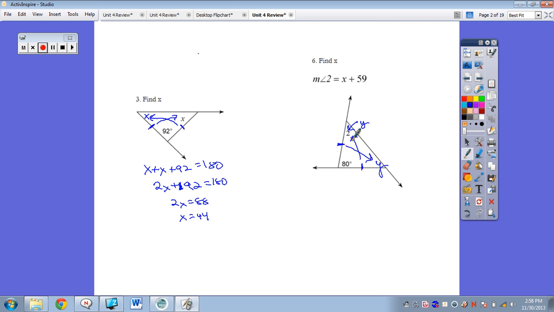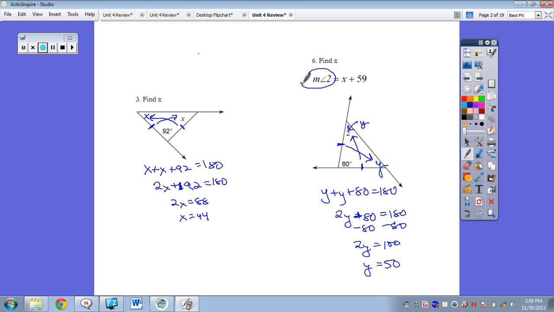So now a triangle adds to 180 degrees. So y plus y plus 80 equals 180. Combine like terms. 2y plus 80 equals 180. Subtract 80 on both sides. You get 2y is equal to 100. Divide by 2, and y equals 50. So all we've figured out is this angle down here is 50, and angle 2 is 50.